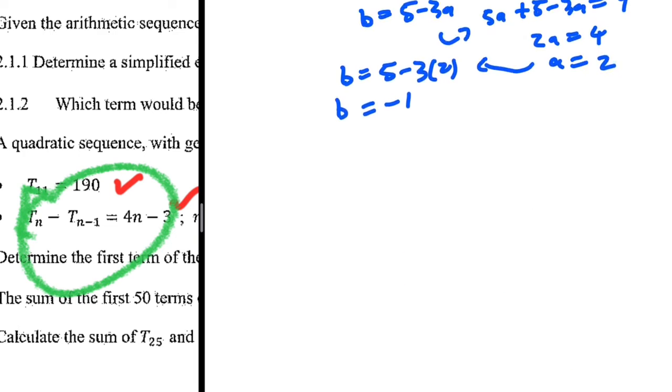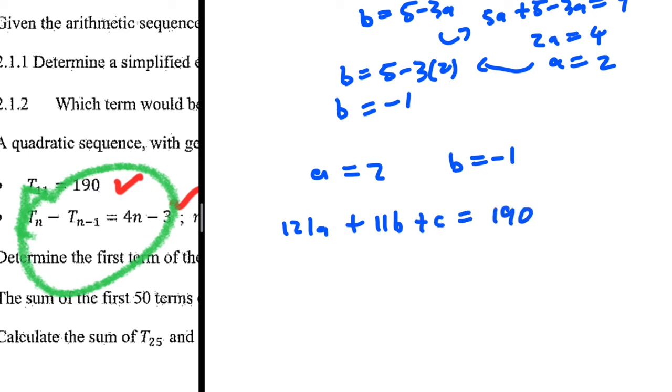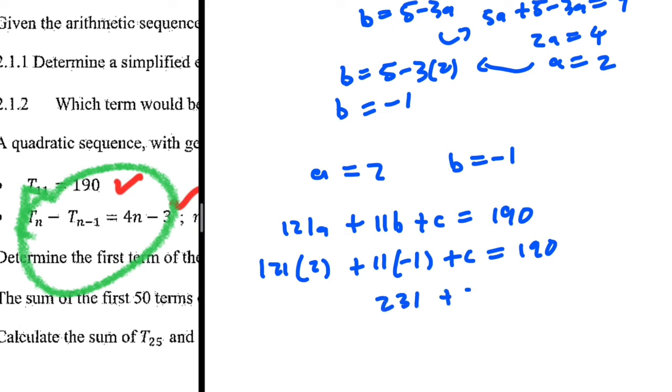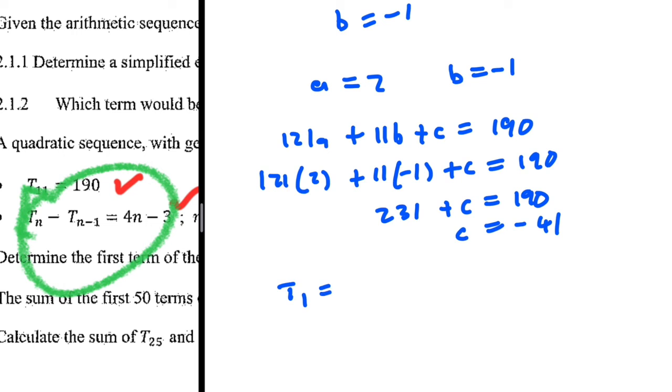So a is equals to 2, b is equals to minus 1, and 121a plus 11b plus c is equals to 190. So 121 multiplied by 2 plus 11 multiplied by minus 1 plus c is equals to 190. So, okay, 121 multiplied by 2 minus 11. Just minus 11. So we get 231 plus c is equals to 190. So c is equals to 190 minus 231. We get minus 41.